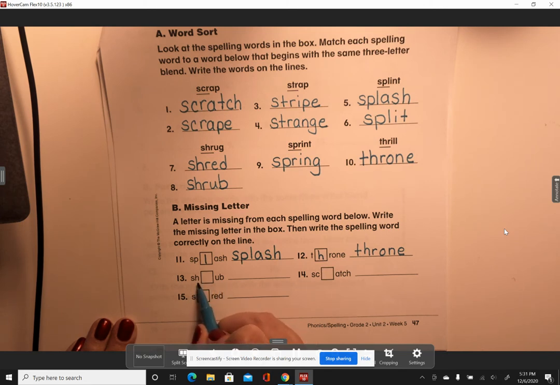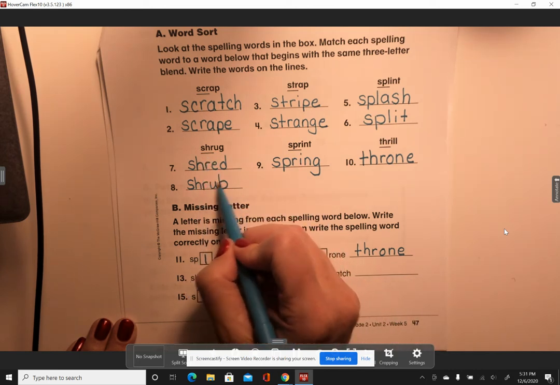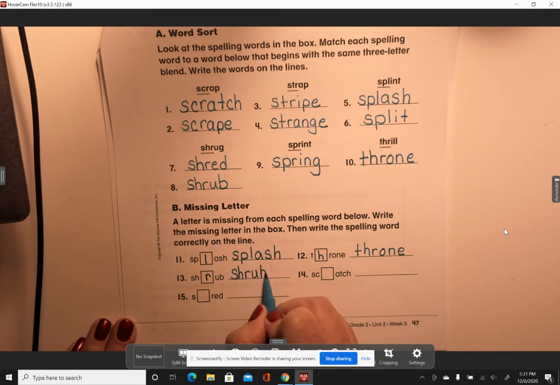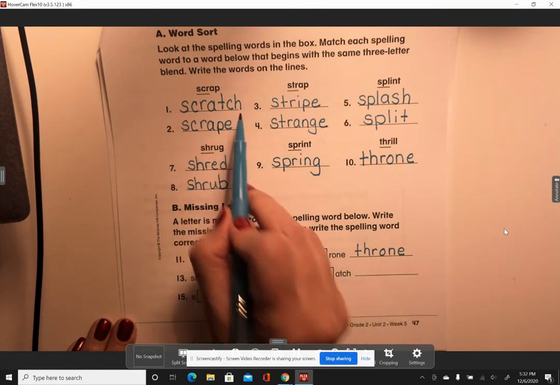Number 13. Shub. S-H blank U-B. Take a look up at the top. Let's see, we have S-H here. There it is, shrub. So the R is missing. S-H-R-U-B. Number 14, scratch. That should be scratch.